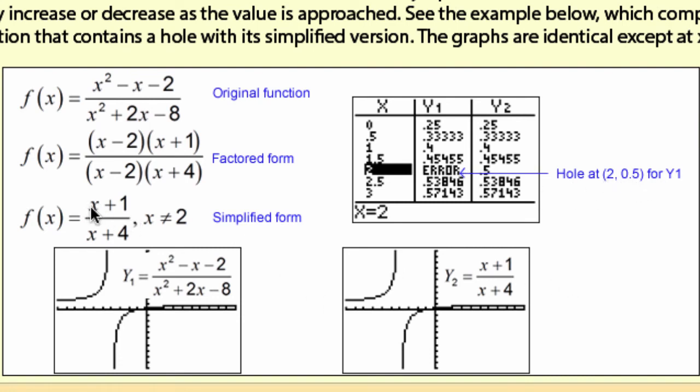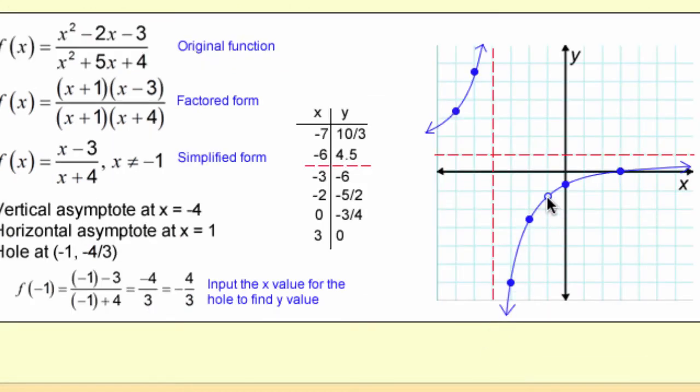However, if you simplify it to x plus 1 divided by x plus 4, that doesn't show an error because the common factor has been divided out. And here's how a function hole is represented. Usually you have a little hole right there, just like that.